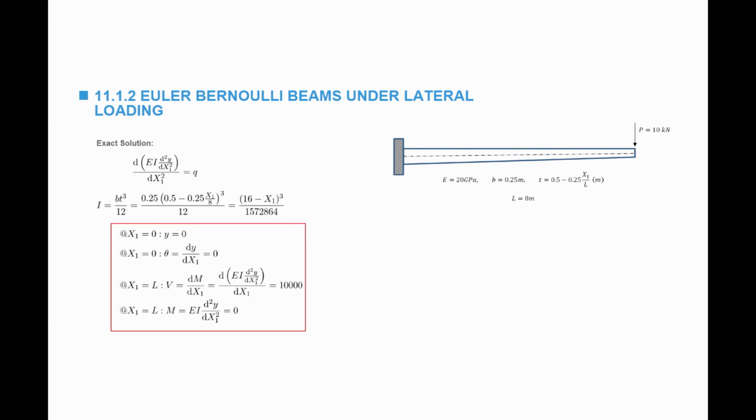We still need 4 boundary conditions, and the 4 boundary conditions are: this end is fixed, and so the displacement is 0 and the rotation is 0. This end is free. The shear force is equal to the applied load, 10,000 Newton, and the applied moment is equal to 0.